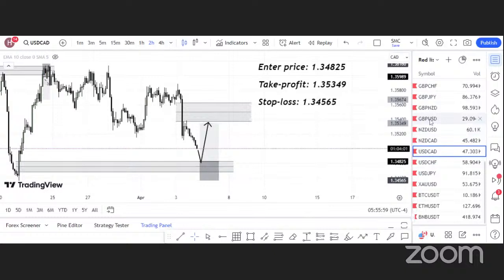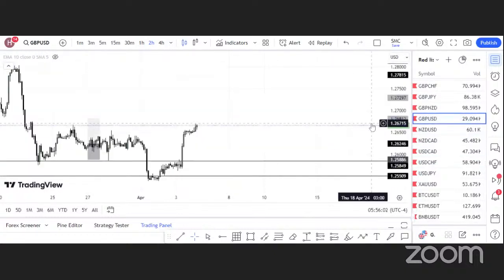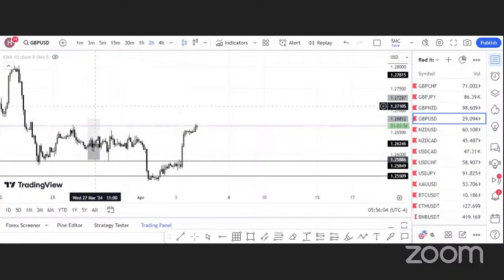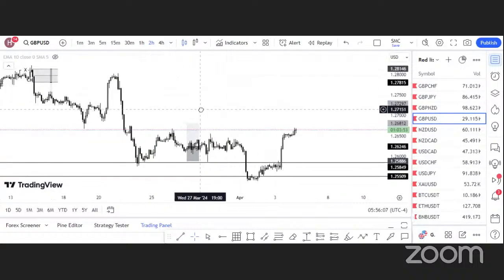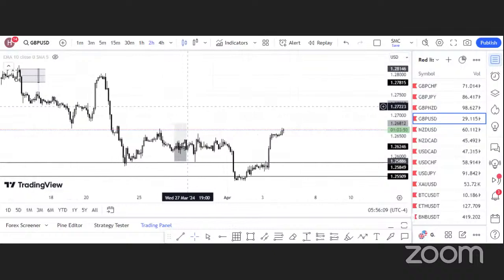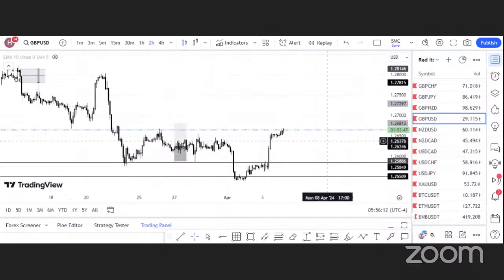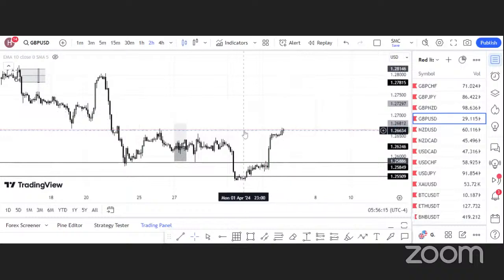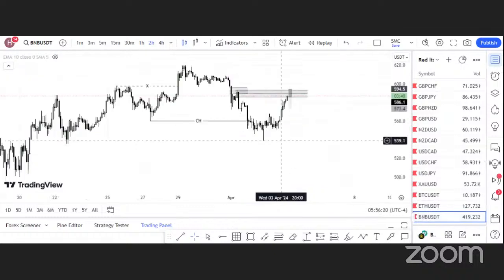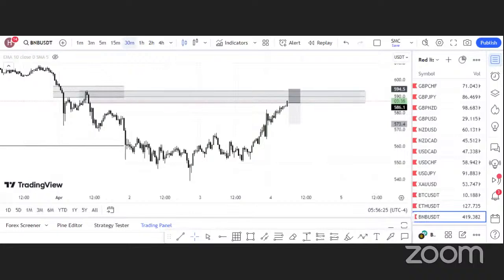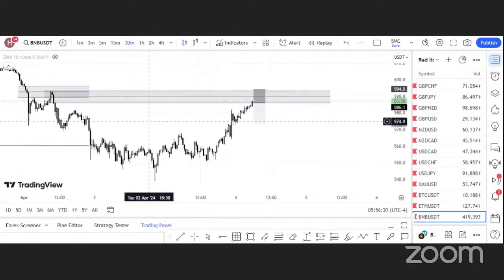Okay. So let's check another pair. I think we had an analysis on BNB USDT. Yeah, it was about to trigger our entry. All right, so the market is currently on our point of interest level. Yeah, and we have less than 4 minutes to the end of this current candle.